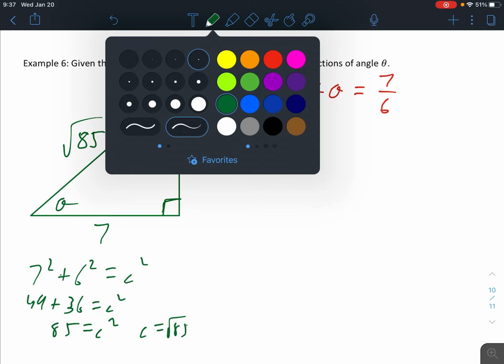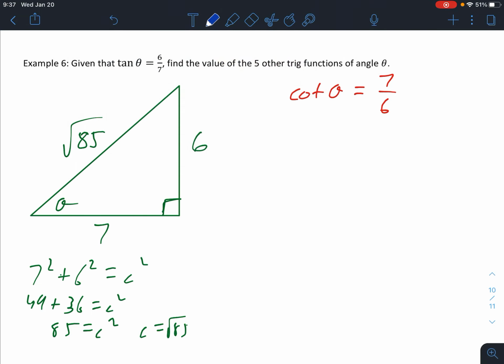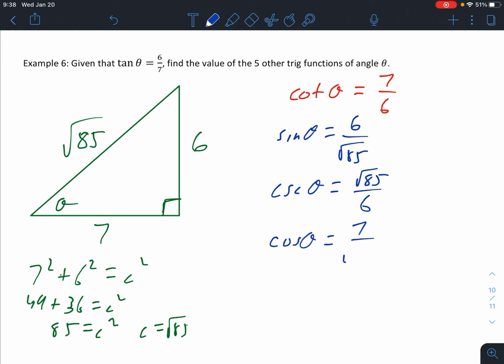And now we can answer our other 4 remaining questions in any order. So I'll start with a sine. Sine is opposite leg over hypotenuse, which means that the cosecant is the reciprocal. We already have tangent and cotangent, so we need cosine, which is adjacent leg over hypotenuse, and secant, which is the reciprocal of that. And there we have it.